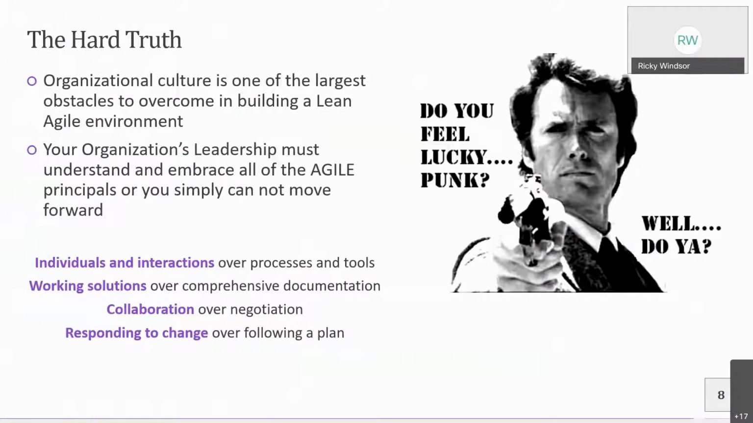So here's the hard truth with Agile. And some of you can't read it, because you're on phone, so I'll read some of it. Right. So the organizational culture is one of the largest obstacles, as I've kind of been teasing out, to the outcome of being in a lean agile environment. Your organization's leadership absolutely has to understand and embrace all the agile principles for it to function, or you simply won't be able to move forward. And the reason why this is the case is if you don't believe that you can trust your people, then you're going to pull that back from them and the process dies.